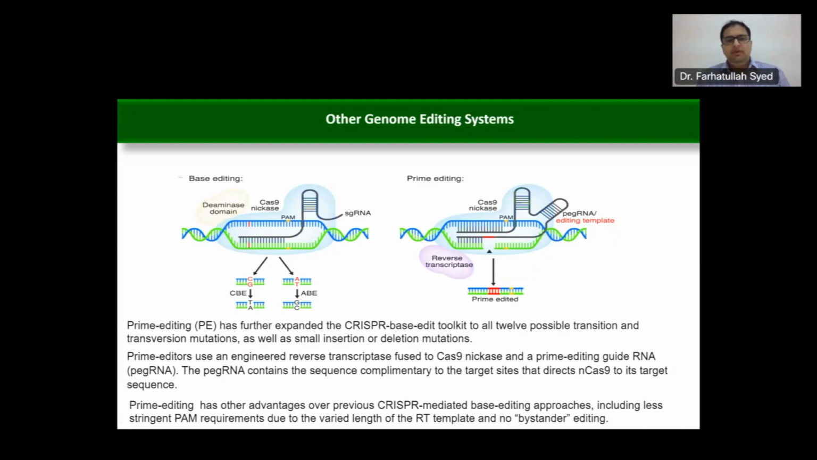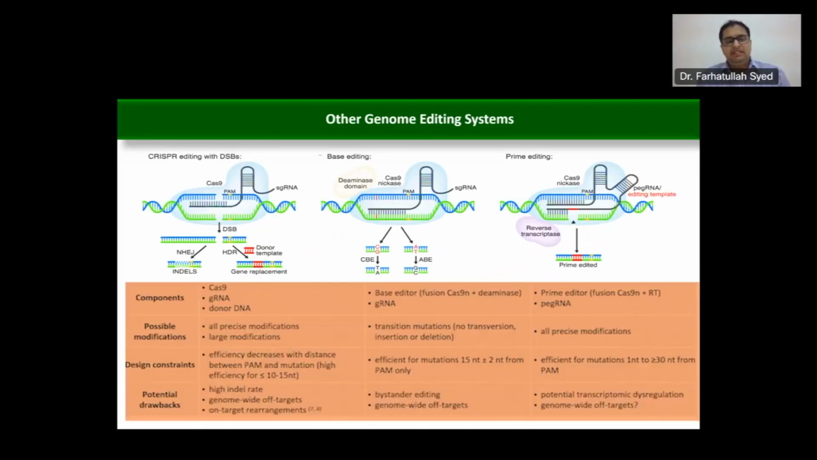So this is just an overview of the difference between CRISPR-Cas editing with double-stranded break, base editing, and prime editing. The components of CRISPR-Cas editing are Cas9, guide RNA, and donor DNA. For the base editor, you have a fusion of modified Cas9 nickase and a deaminase enzyme, with the guide RNA all attached to that. For the prime editor, it is a fusion of Cas9 nickase enzyme plus reverse transcriptase, then pegRNA. Similarly, you can see the other differences here.